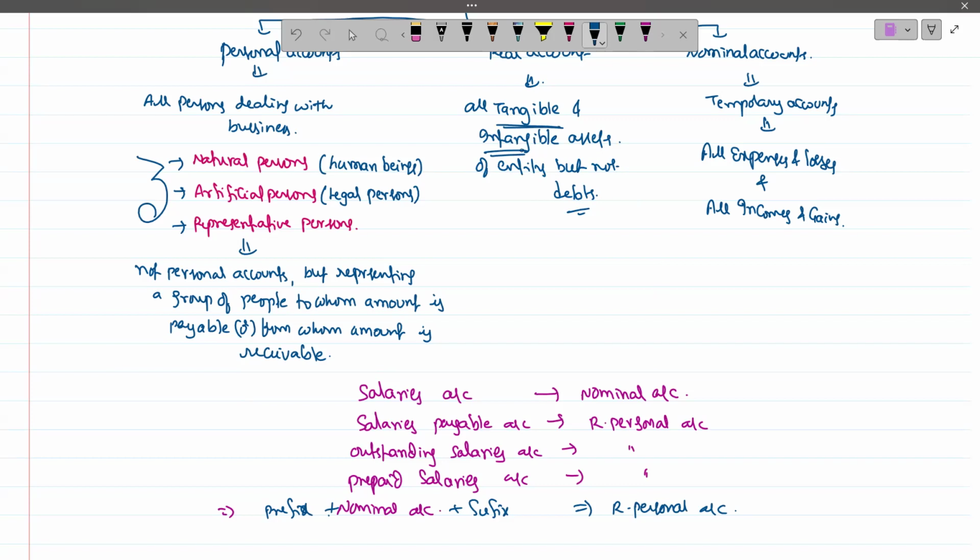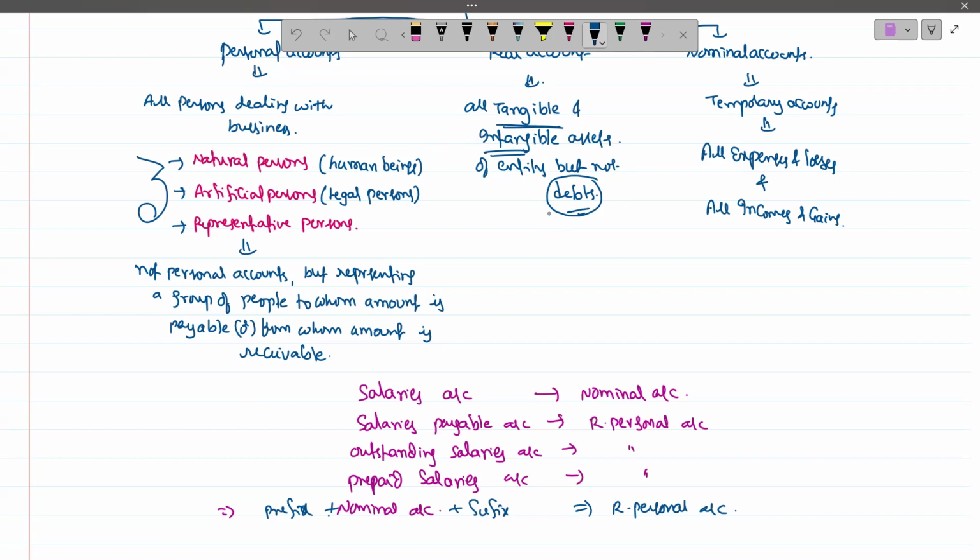The best example: furniture and fittings are tangible, building is tangible, land is tangible, and, for example, goodwill is intangible, as are patent, copyright, and trademark. These are all what? Intangible assets. Intangible assets cannot be seen; they are available only in documentary format. And as we said, real account does not consist of debts. Borrowings are not covered anywhere under real account. Borrowings are covered only under personal account.